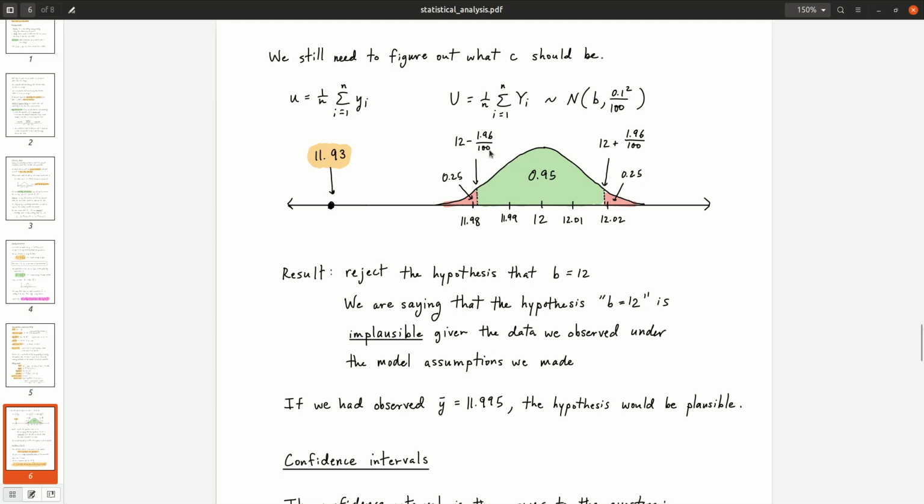So there's a couple of mathematical steps here. The reason I get 100 here is not just because it's 100 in the denominator here. If you take the square root of this quantity, 0.1 squared divided by 100, you get 1 over 100. So I'll leave that to you to do that calculation. So that's why I'm doing 1.96 over 100 here.